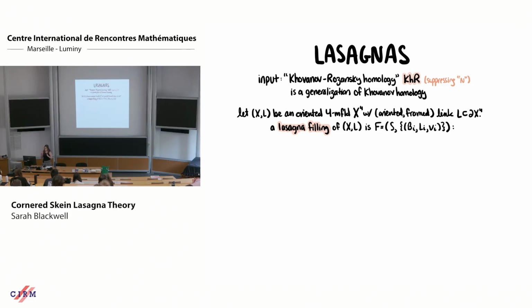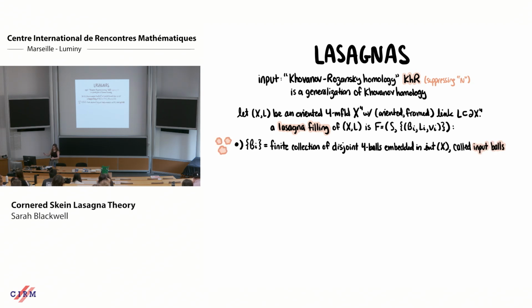Okay, so definition: if you have a pair X, L, where X is a four-manifold and L is a link in the boundary of my four-manifold, a lasagna filling, we'll call it F, consists of a surface S, and then these collections B_i, L_i, v_i, where those are the following.